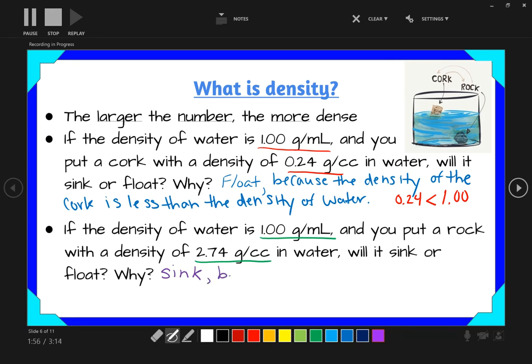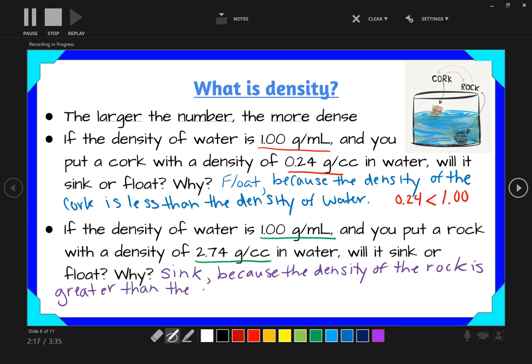So sink because the density of the rock is greater than the density of water. So again, if we compare those two numbers, 2.74 is greater than 1.00, so the rock will sink.